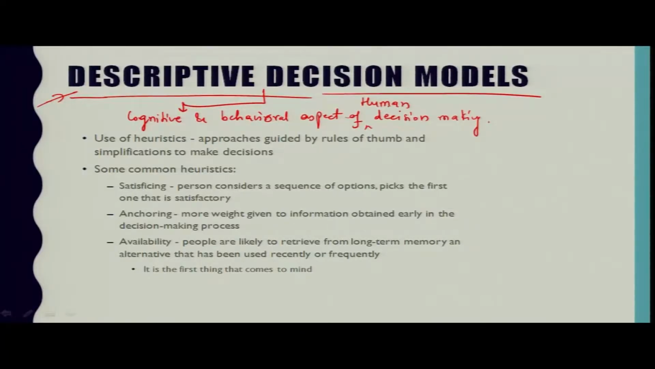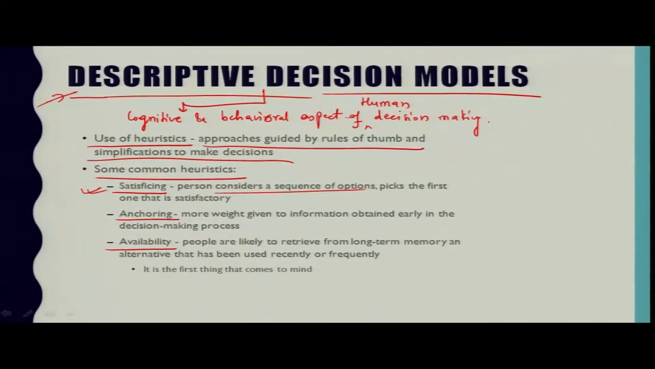These models recognize that people often make decisions using heuristics. What are heuristics? They are approaches guided by rules of thumb and simplification rather than detailed analysis. Some common heuristics that people use in decision making are, first, satisficing, second, anchoring, third, availability. In satisficing, the decision maker considers a series of options until one is found that is satisfactory. That alternative is then selected because finding a better alternative is not worth the additional effort. The term satisficing is derived from satisfactory decision.